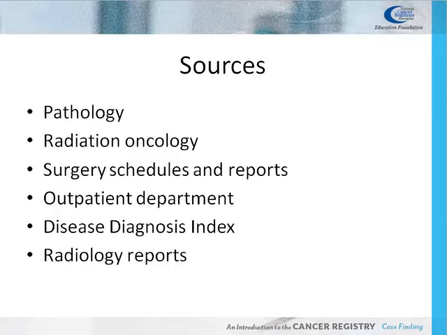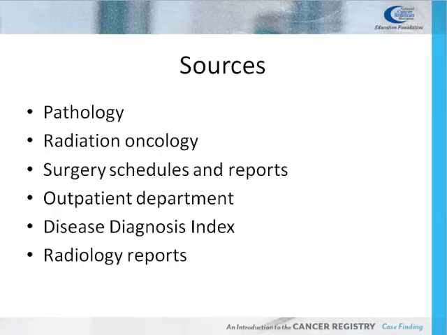Various sources are used for case finding. The main source is pathology, which includes surgical pathology, biopsy, cytology, bone marrow, and autopsy reports. For radiation oncology, treatment summaries and new patient listings are valuable sources for case finding. Surgery schedules and reports can be used to identify port placements or seed implants for prostate cancer. Logs from cancer-specific outpatient areas or clinics, such as chemotherapy clinics, are important to include in case-finding procedures.